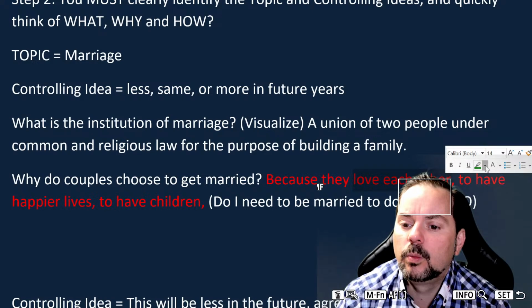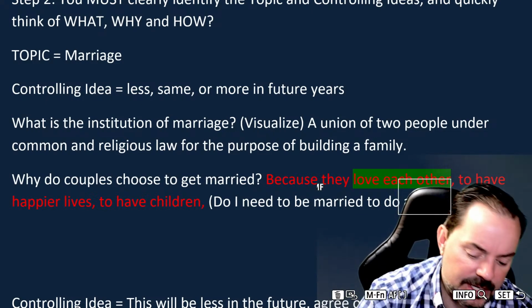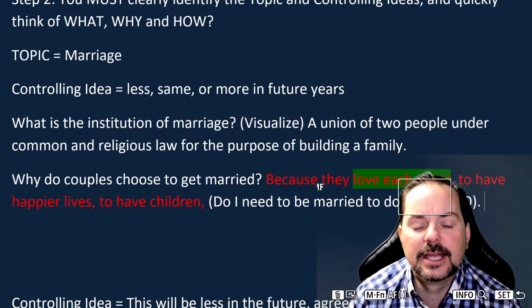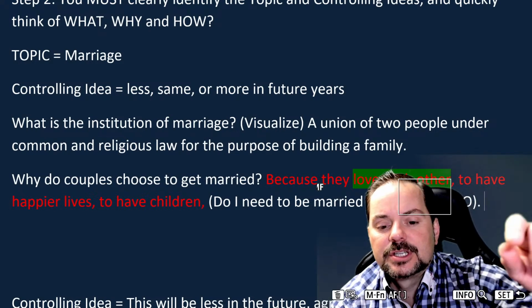So why might two people want to get married if they love each other? Try to think critically, everybody. So don't really start writing your essay until you have some good answers here.